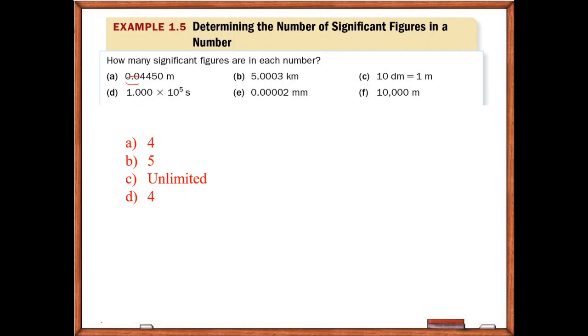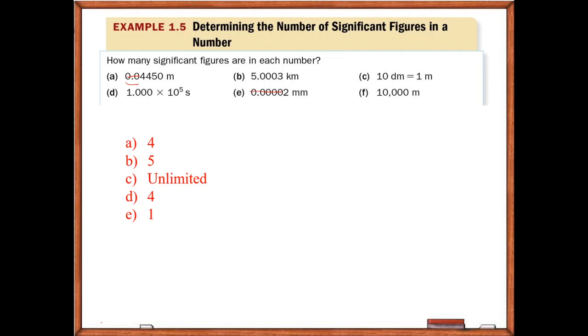Next one, E, we have 1, 2, 3, 4, 5 or so leading zeros, but remember, none of those make any difference. So this is just 1. Okay, and then letter F.